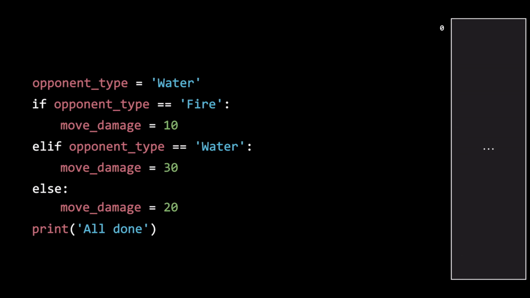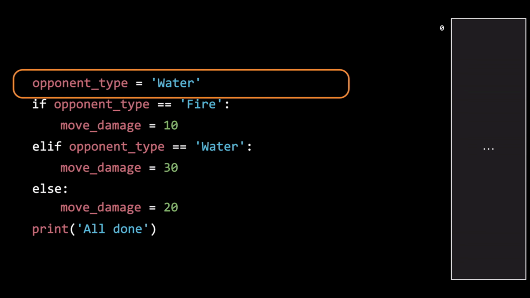And here we have the same program again, except that the opponent type is set to water. So in this case, this is going to match the elif condition. Elif, by the way, is short for else if. So the opponent type is set to water.